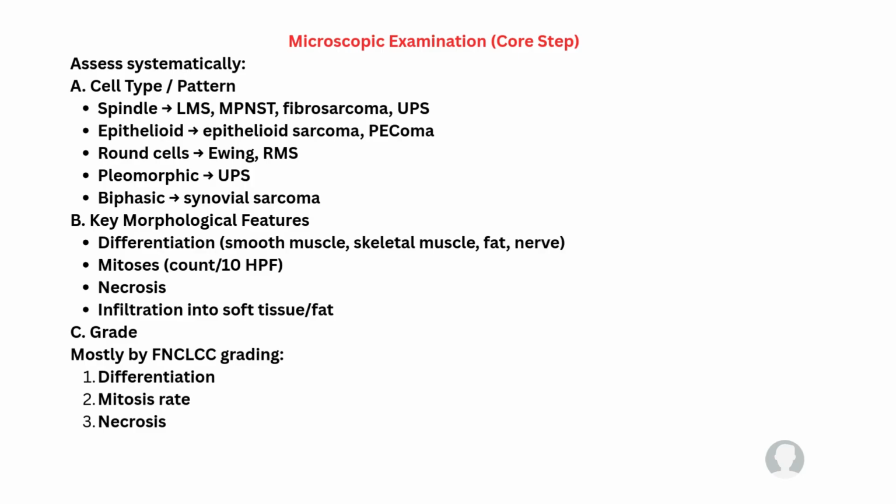Key morphological features: look for differentiation, whether it is smooth muscle differentiation, skeletal muscle differentiation, fat cell differentiation, or neural or nerve cell differentiation. Mitosis count should be assessed per 10 high power fields. Necrosis should be accounted for. Infiltration into soft tissue and fat should be accounted for. Grading is mostly done by FNCLCC grading, which takes into account differentiation, the mitotic rate, and necrosis. And according to that, the tumors are graded as low, intermediate, and high grade.